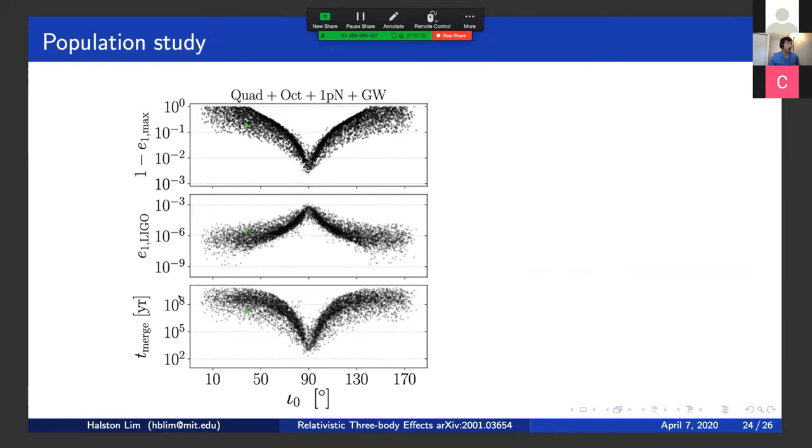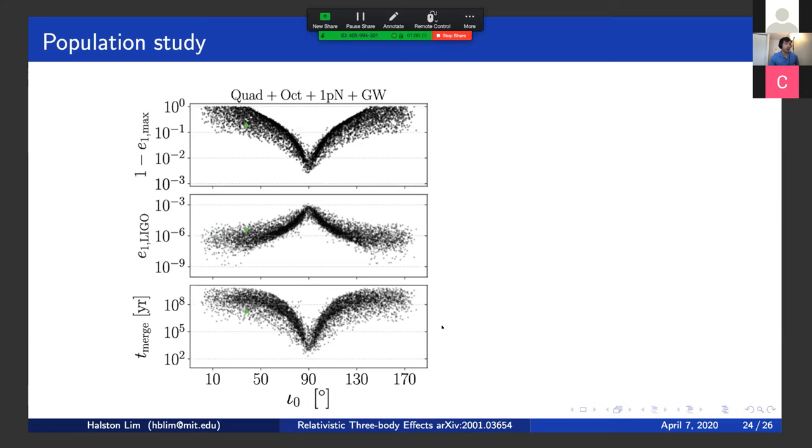So first, in the population study, we initialized a bunch of triple systems with different inclinations. For this panel, I'm only including the standard effects: the cosi, 1PN, and gravitational waves. If you have a highly inclined system initially, you can reach very high eccentricities, which is what I mentioned earlier. If your system is initially very coplanar, then the cosi effect is weak and you don't really reach very large eccentricities. I'm plotting the maximum eccentricity, the eccentricity entering the LIGO band, and also the merger time.